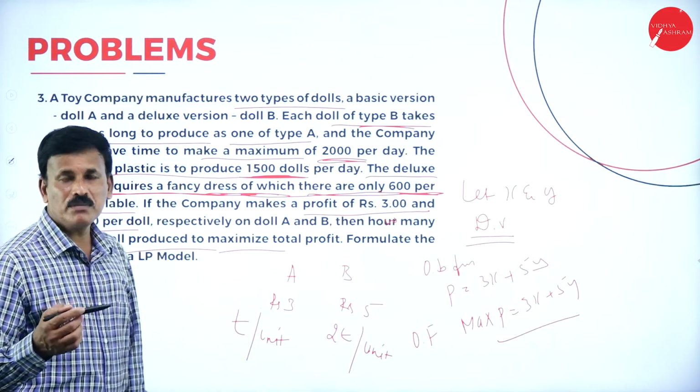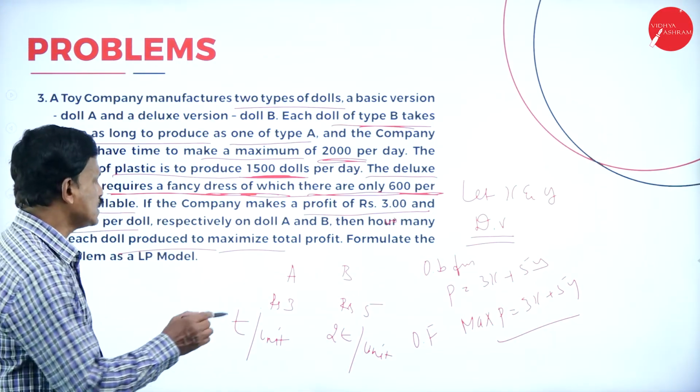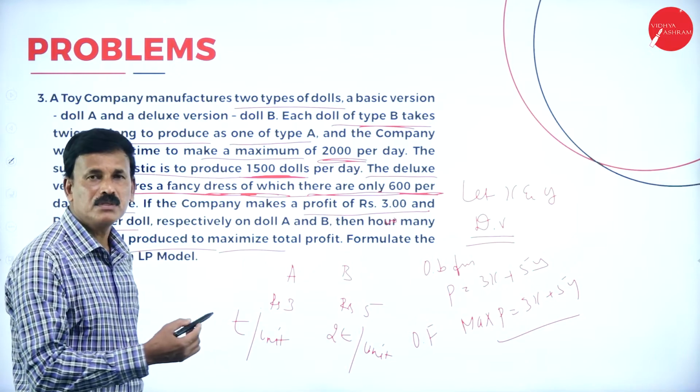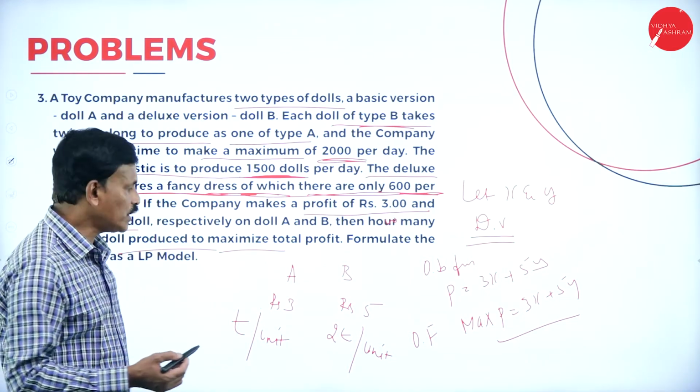See here. A company will manufacture two types of hats, A and B. One is an ordinary, another B is a deluxe one.